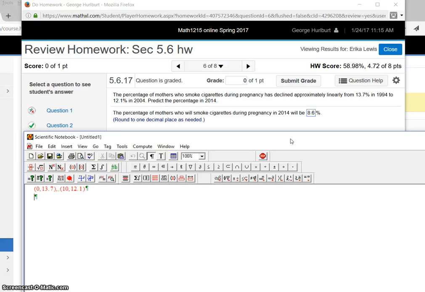To find the equation of the line, I find the slope. I take y2 minus y1, that's 12.1 minus 13.7, and then I divide by x2 minus x1, that's 10 minus 0. So that's, grabbing my calculator, 12.1 minus 13.7, and then I divide that by 10, I get negative 0.16.